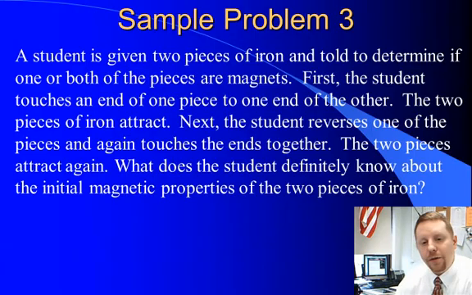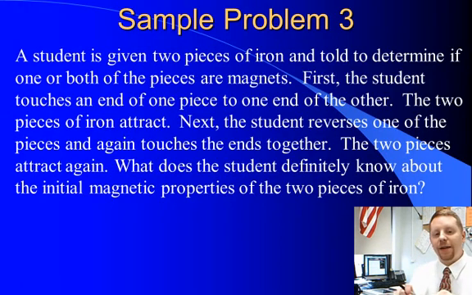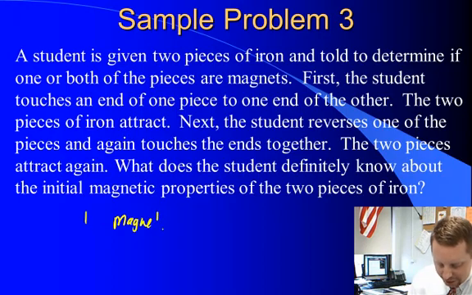Another problem: a student is given 2 pieces of iron and told to determine if one or both of the pieces are magnets. First, the student touches an end of one piece to one end of the other, and the 2 pieces of iron attract. That tells you that you must have at least one magnet, and the other one is either a magnet or a magnetic attractable. Then the student reverses one of the pieces and again touches the ends together, and they attract again. Well, if they attract from both ends, that means one must be a magnet, the other must be a magnetic attractable. If they were both magnets, when you flipped one, you would get a repulsive force. So what you know is that at least one of the pieces is a magnet, and the other is a magnetic attractable.